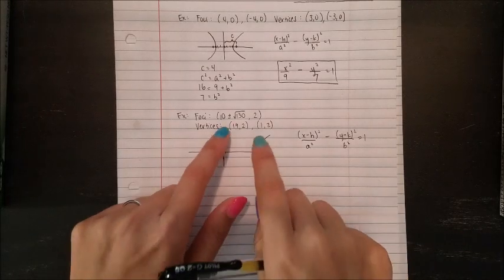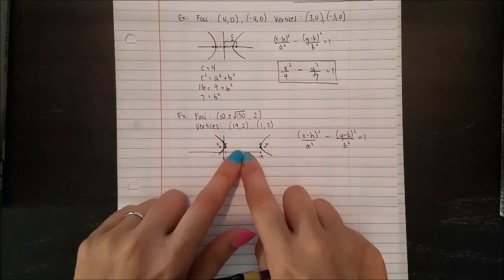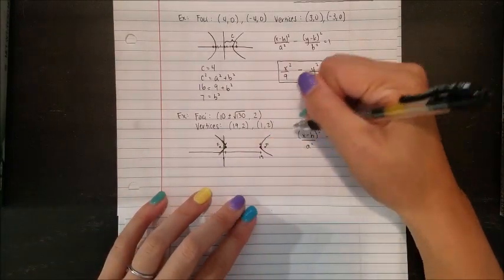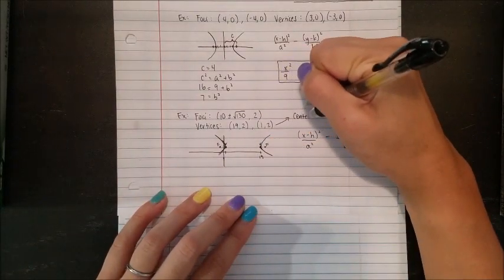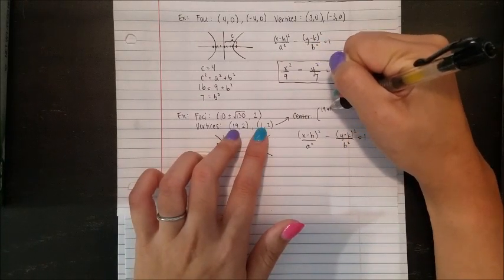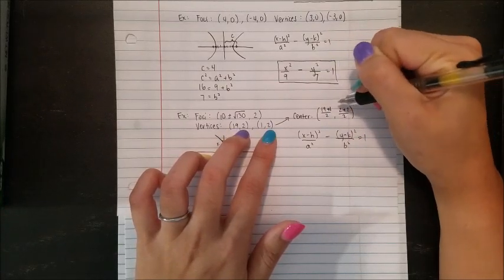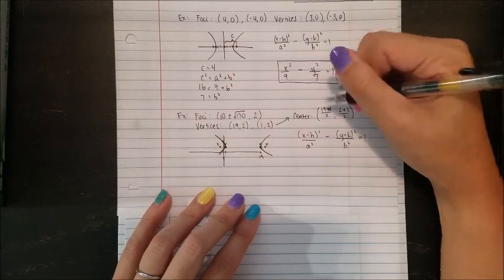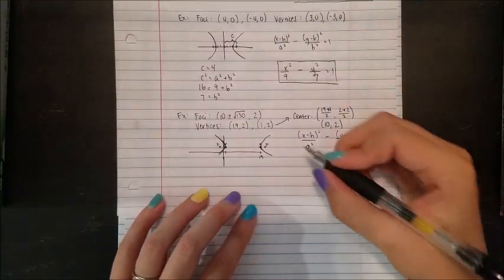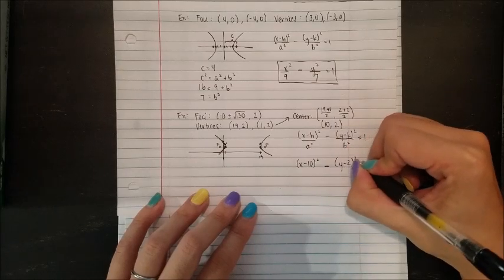So if the center is supposed to be in between these 2 points, I can just count towards it. I didn't graph it really well though, so it's going to be hard to count. I'm going to use the midpoint formula to figure out the center. I just average my x's, so 19 plus 1, divided by 2, and then average my y's. So that gives me 20 divided by 2 is 10, and 4 divided by 2 is 2. So that'll be my center. So I know it's going to be x minus 10 squared, y minus 2 squared.